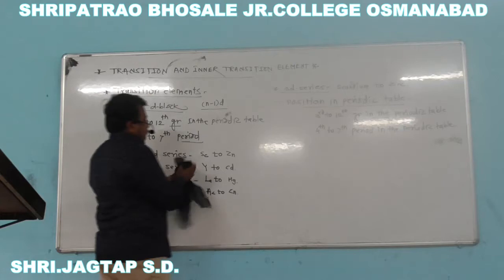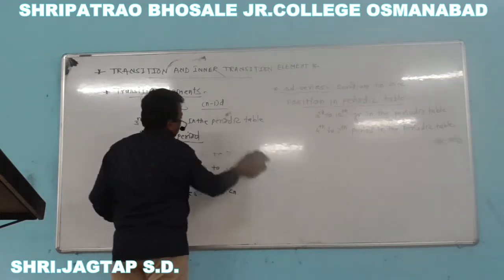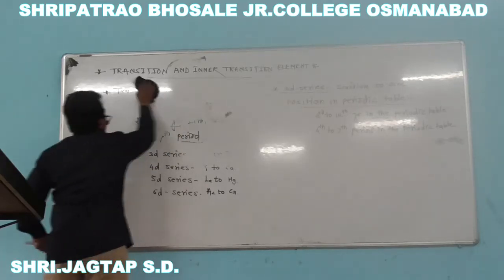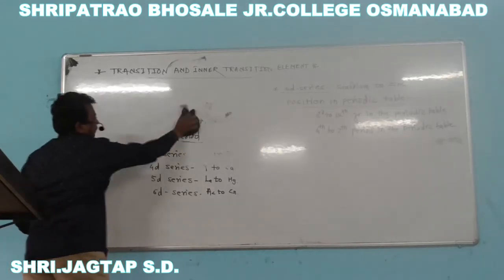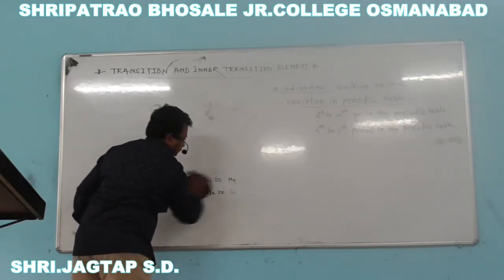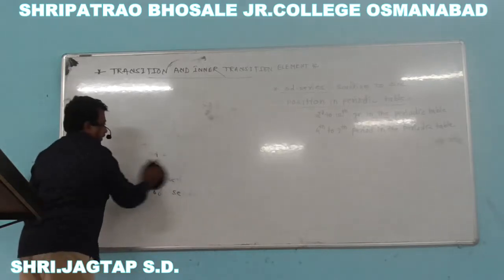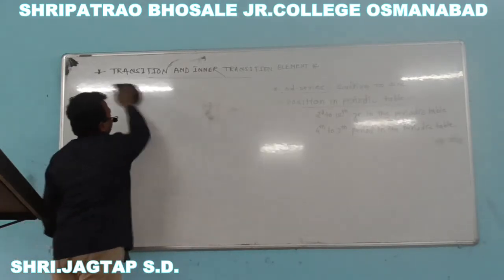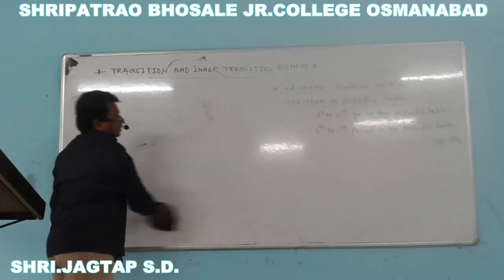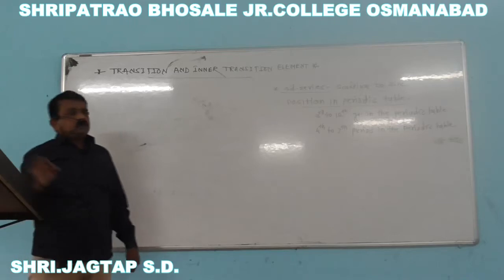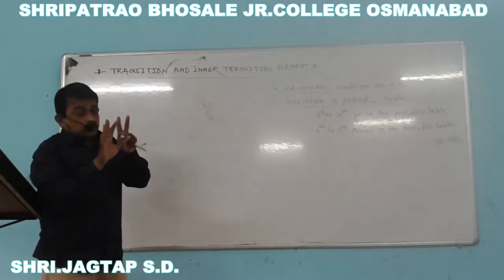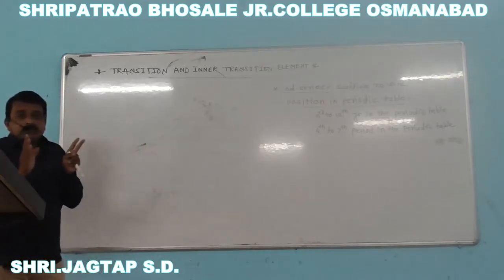Then we are going towards electronic configuration. Electronic configuration of a transition element, electronic configuration of the 3d series. In the 3d series, in all elements the last differentiating electron enters into the 3d orbital. So these elements are placed in the 3d series.